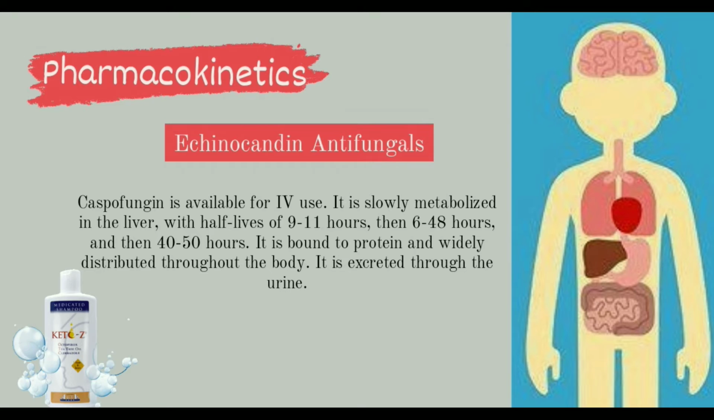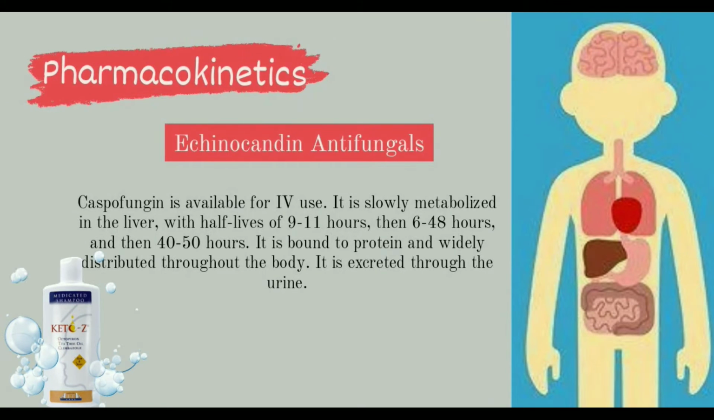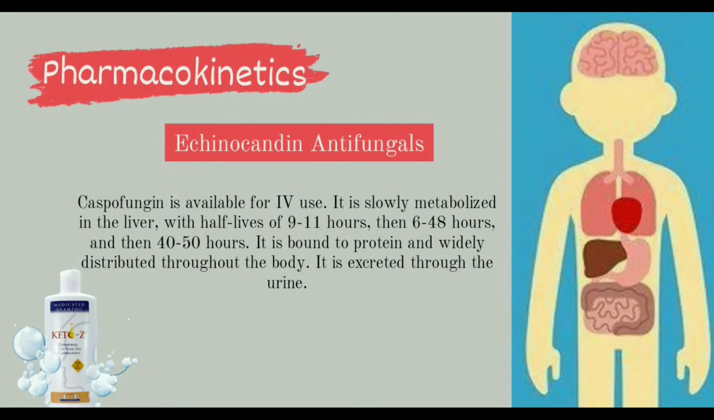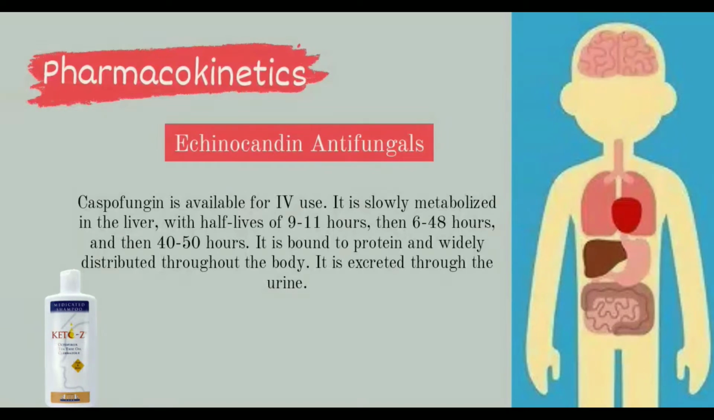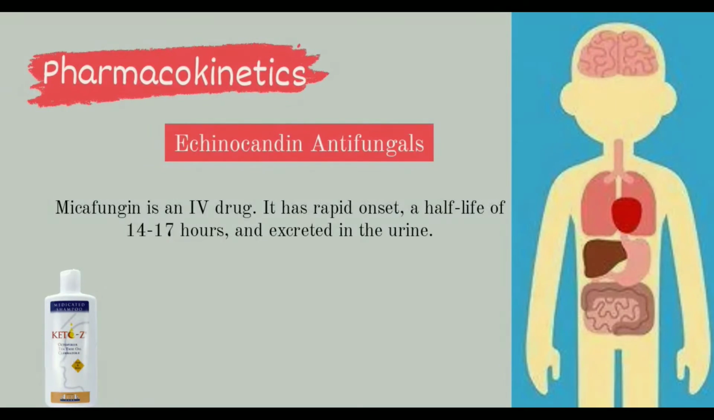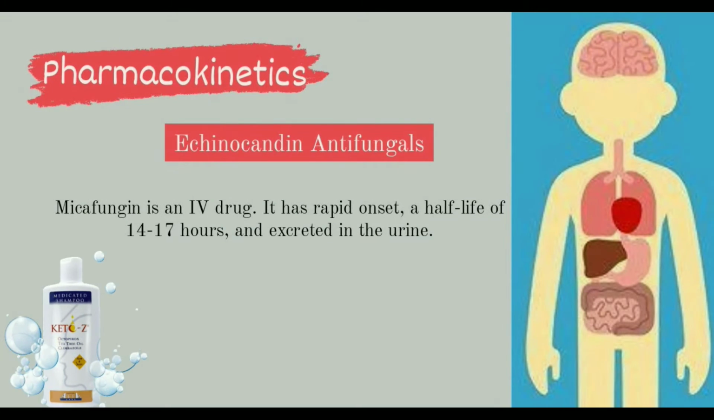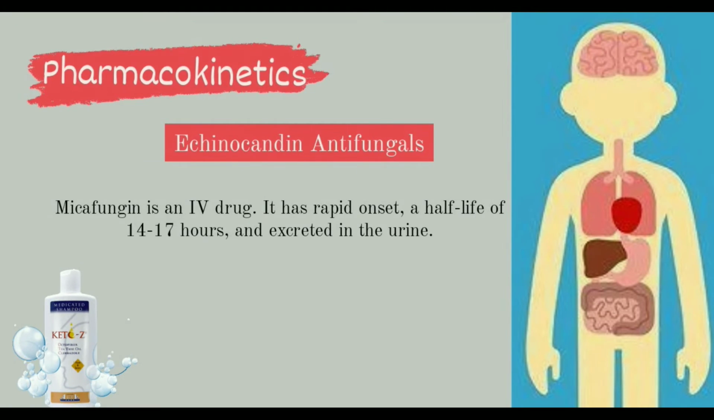Caspofungin is available for IV use. It is slowly metabolized in the liver with half-lives of 9 to 11 hours, then 6 to 48 hours, and then 40 to 50 hours. It is bound to protein and widely distributed throughout the body. It is excreted through the urine. Micafungin is an IV drug. It has rapid onset and a half-life of 14 to 17 hours, and it is excreted in the urine.